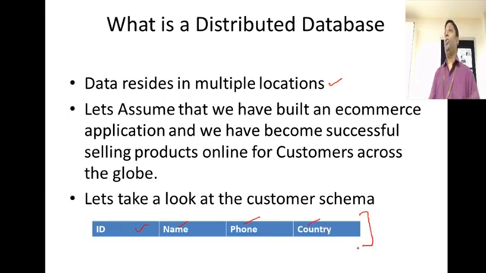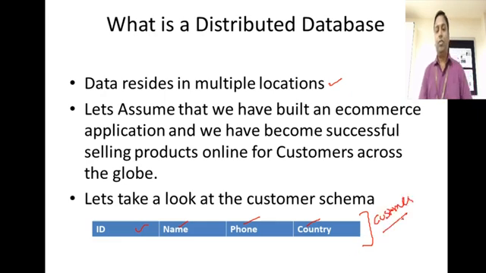I'm selling products throughout the globe, right? They're going to use my application and buy products. So that is the scenario here, and I'm just taking one particular schema, the customer schema. What is this customer schema? It's for storing the data of my customers when they register themselves on the site.